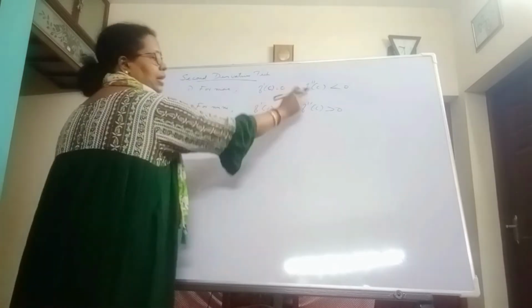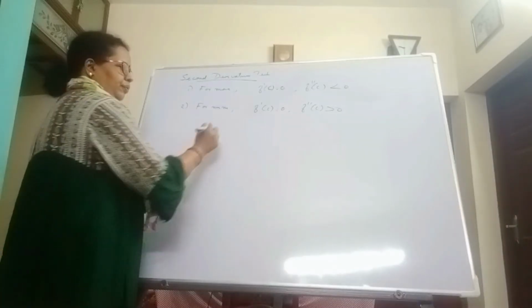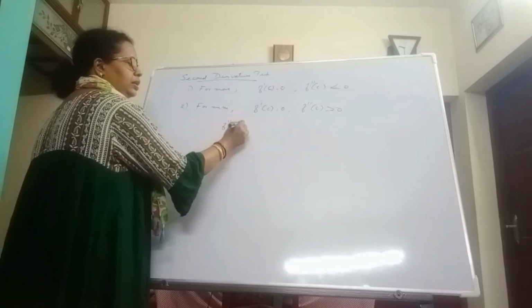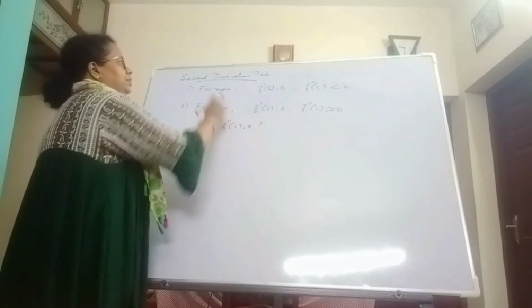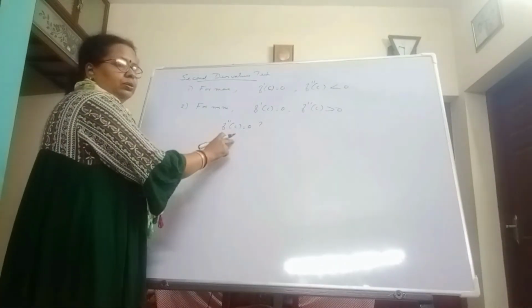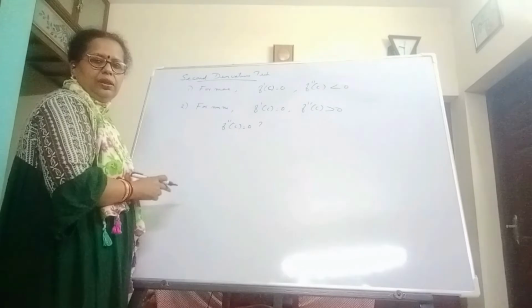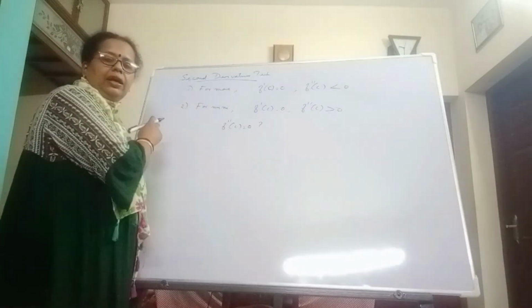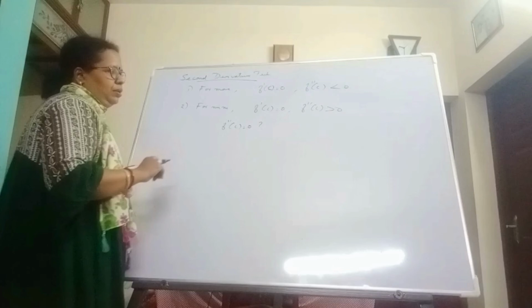Now look here. Second derivative is less than 0, then what happens if the second derivative is equal to 0? If f double dash of c equal to 0, what will happen? The answer is the second derivative test fails. So we cannot use the second derivative test if f double dash of c equal to 0, then we can go back to the first derivative test and complete the problem.